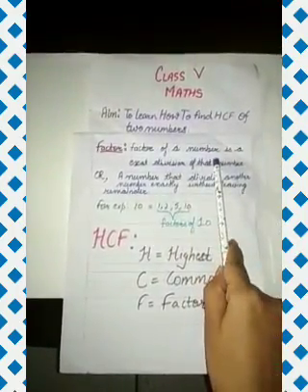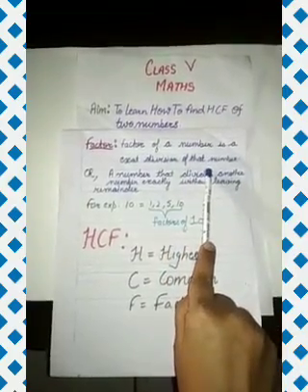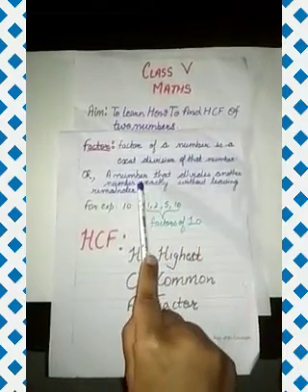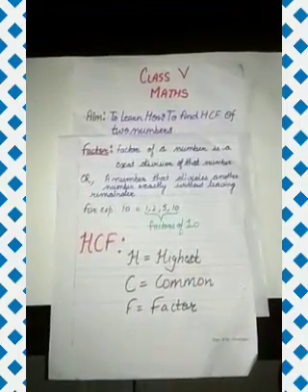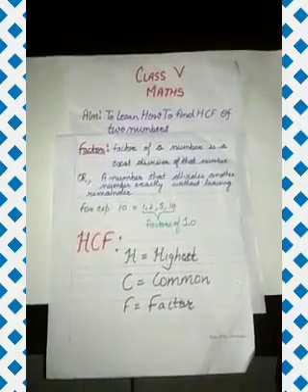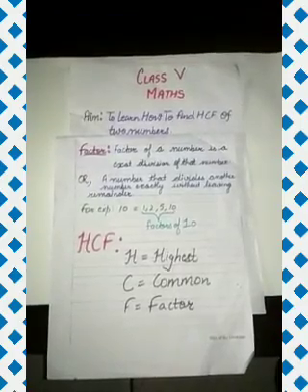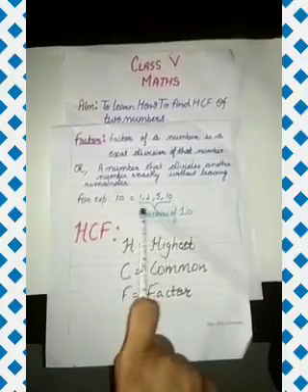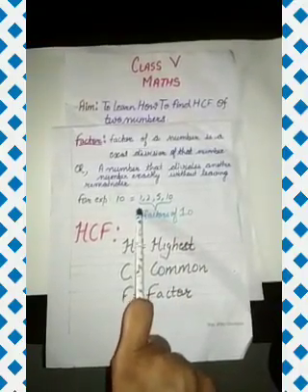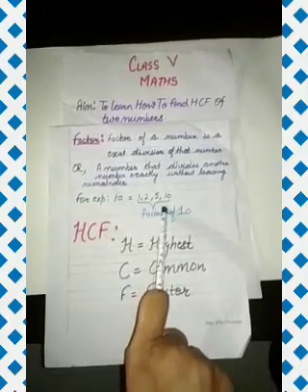Factor of a number is an exact divisor of that number, or simply we can say a number that divides another number exactly without leaving remainder. For example, 10. Factors of 10 are 1, 2, 5, 10. These are those numbers which divide 10 exactly without leaving remainder.